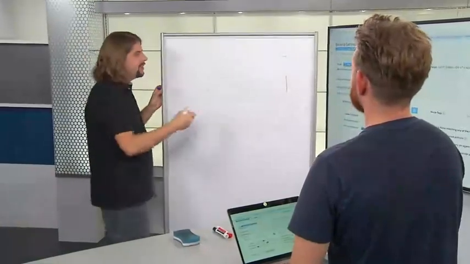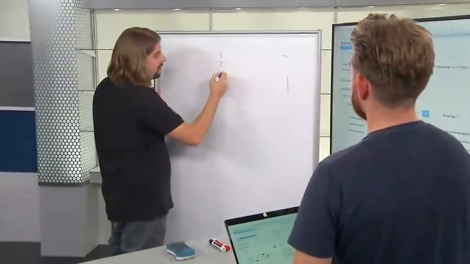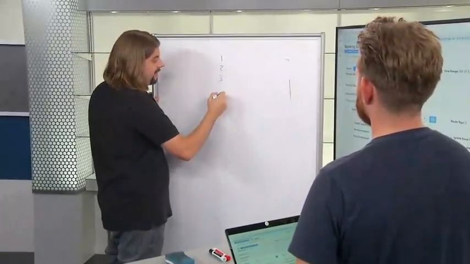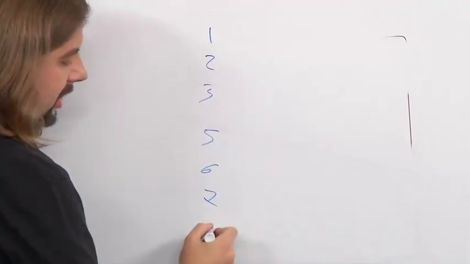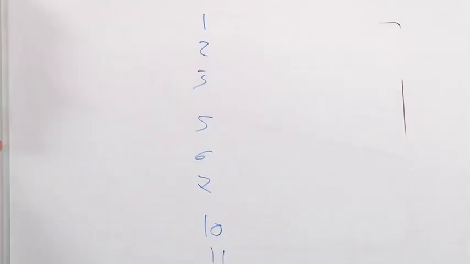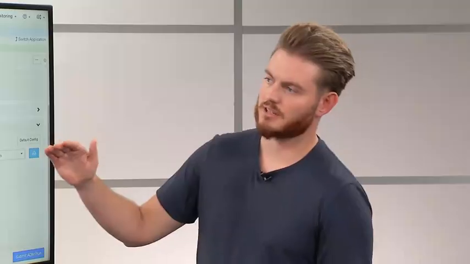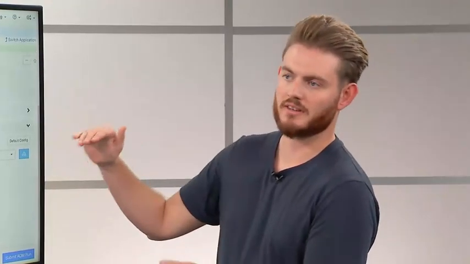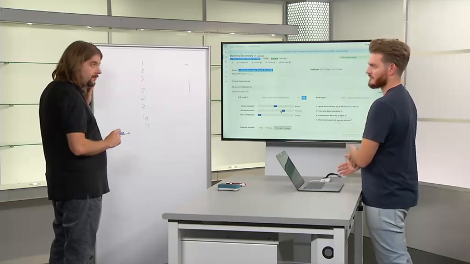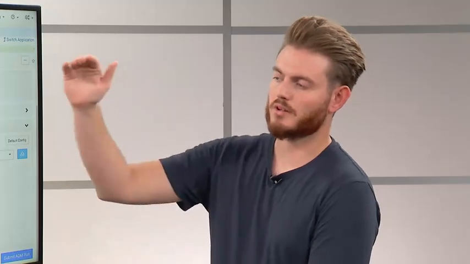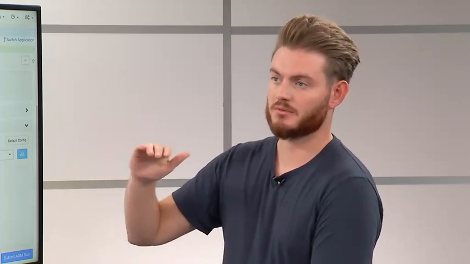So let's say I have a system and it has port 1, 2, 3, 5, 6, 7, let's say 10, 11, something like that. A range of ports. Maybe not every single port in that range has been seen previously in the past based on flow data. So here we have a range from 1 to 11 with some gaps inside that range.